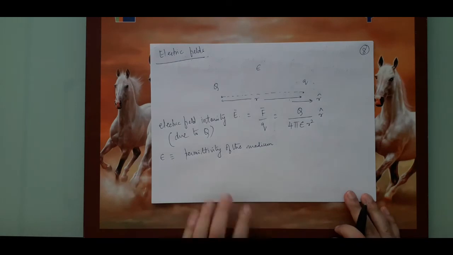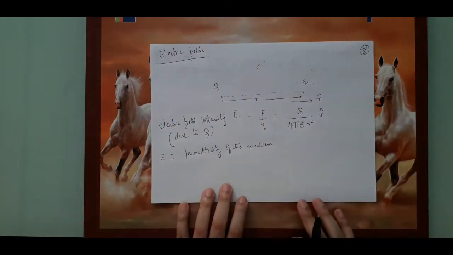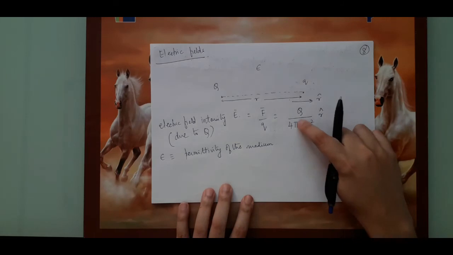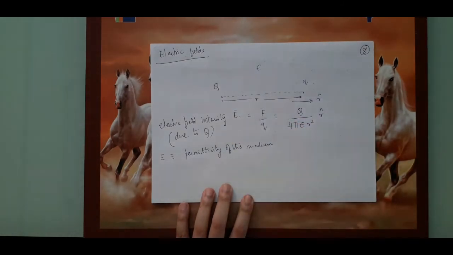Epsilon indicates the permittivity of the medium where the charges are. But how do we define permittivity? Permittivity is the measure of the resistance offered by a medium to the formation of electric fields inside it. So you can see, the more the permittivity, the less will be E, the less will be the magnitude of E.